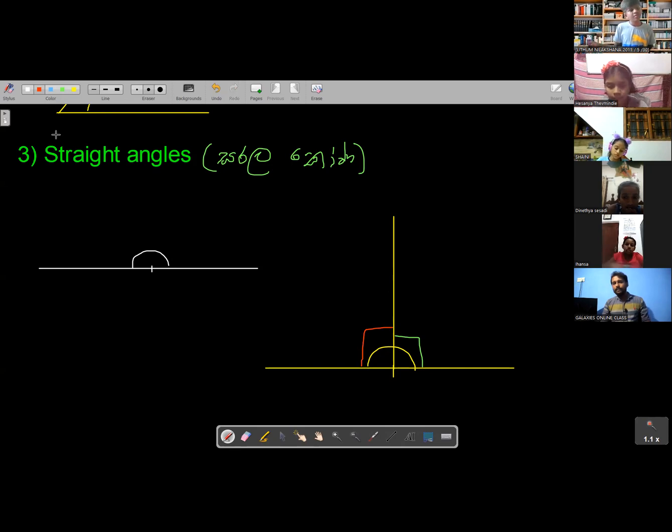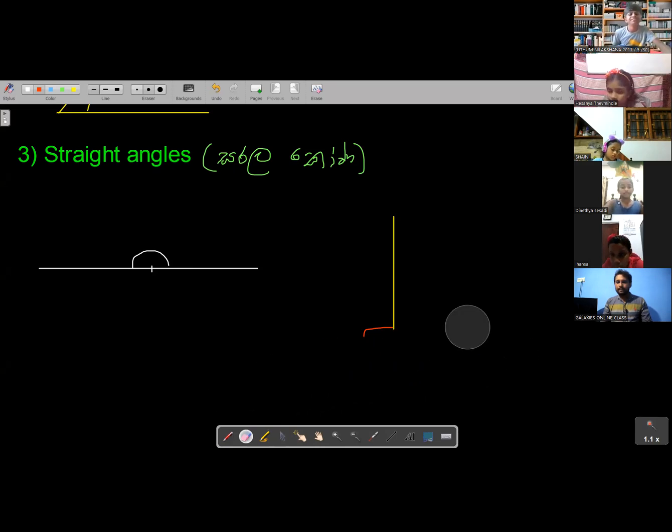So you remember, straight angle's magnitude is equal to two right angles. Right? Look, two right angles added together is how a straight angle is formed like this. Right? So you remember how you can discuss it.